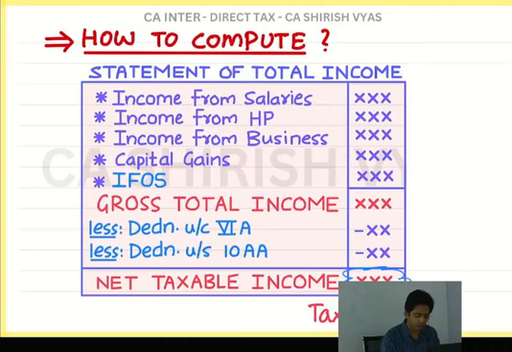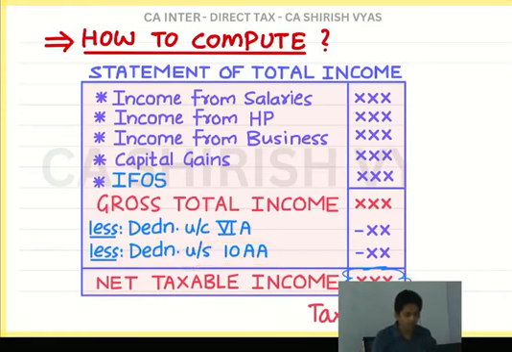Then all these incomes are added. After that, the total which you get is called gross total income, and then there is something called deduction under chapter 6A. See, what is chapter 6A? I will come to that later. Right now I am just giving the brief overview. So there is something called deduction, and one deduction is deduction under chapter 6A, and then deduction under section 10AA. We'll study these, but something like this we minus.